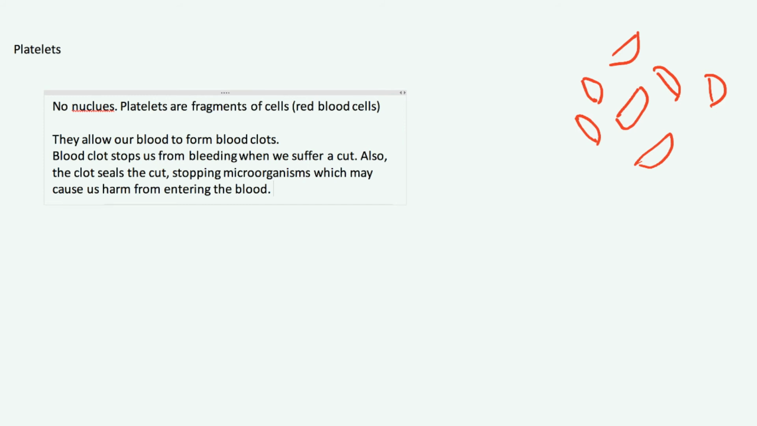Obviously, there's more than one need for those platelets and for the blood clots, but both of those things are extremely important, and so it's a good thing that we have these platelets. All right, and so the last component of our blood, there we go, is called the blood plasma. Right, the blood plasma.